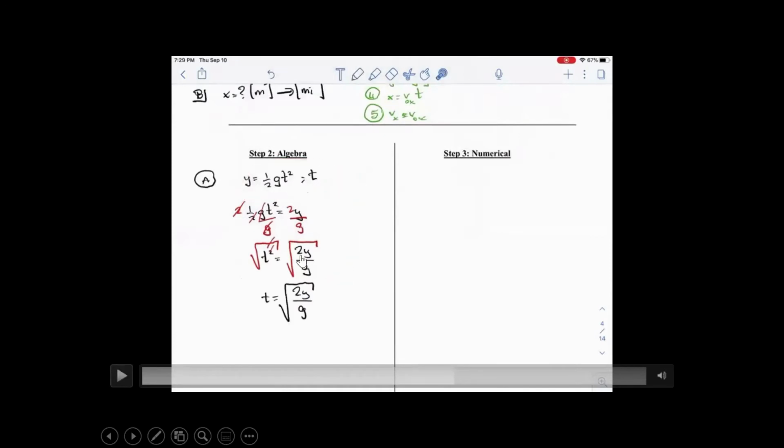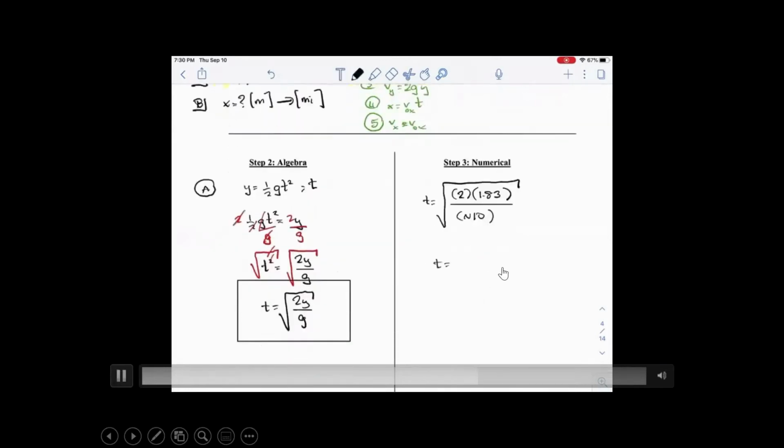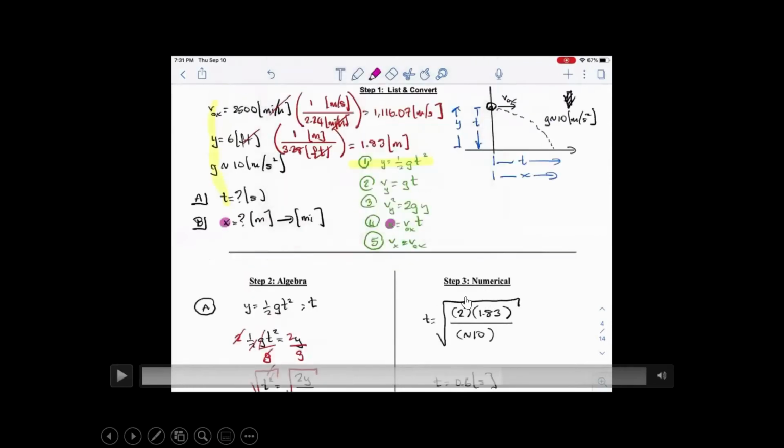That's it. Now you got a number for G and you got a number for the letter Y in terms of the metric unit. So just plug those numbers in and carry out the number crunching. So you end up getting 0.6 of a second. So what that means is this bullet, after it's fired, is going to take 0.6 of a second to reach the ground. So the next question is, how far does it travel?